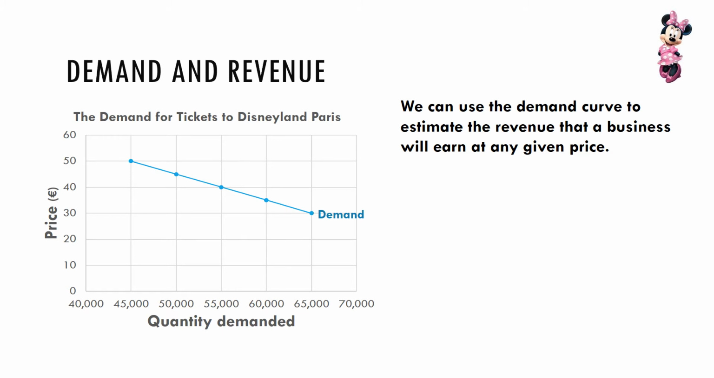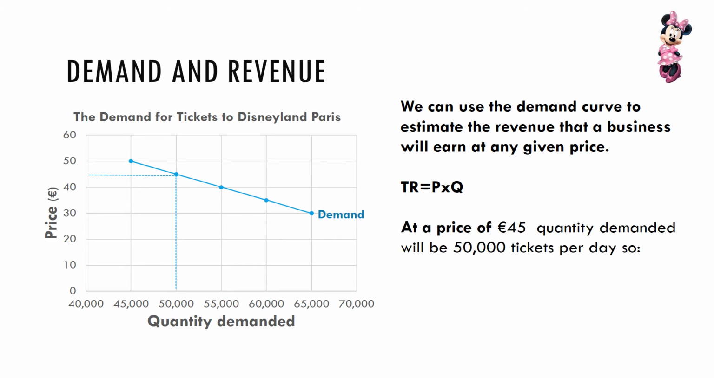And we can use the demand curve to estimate the revenue that a business will earn at any given price, the amount of money the business will receive from selling tickets. So here we can see if the price was 45 euros, we'd be selling approximately 50,000 tickets. And we'd work out the revenue by taking the price and multiplying by the quantity sold. So the price is 45 euros, quantity demanded would be 50,000 tickets per day, so the revenue would be 2.25 million euros.